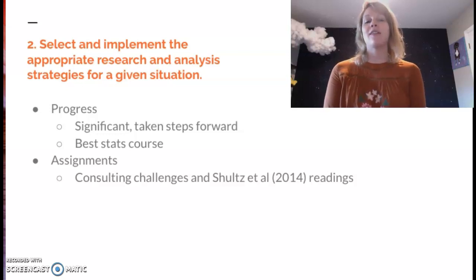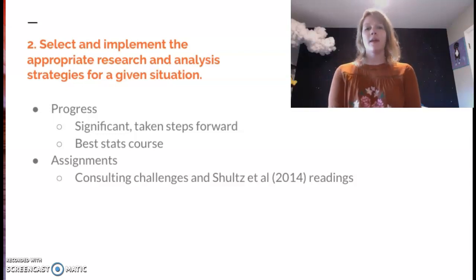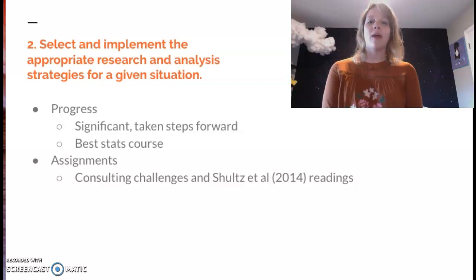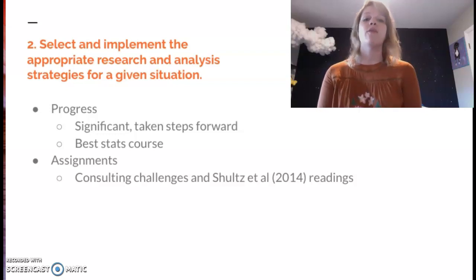The second objective is to select and implement the appropriate research and analysis strategies for a given situation. I'm actually very happy with the progress I've made on this objective. I think this course has really helped me hone in on using different research strategies for different situations, more so than any other stats class I've ever taken. We've come across so many different situations relating to IO, and we've also learned about what strategies work best for what situations. Again, I'm not an expert in this objective, but I feel like I've definitely taken quite a few steps forward.